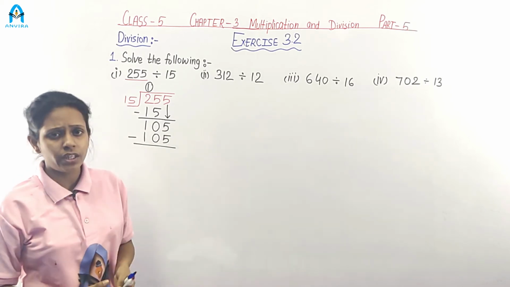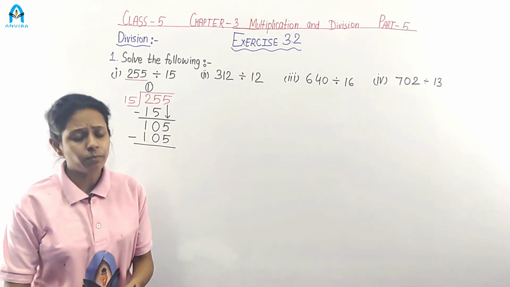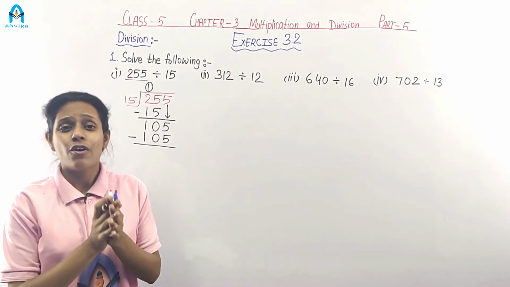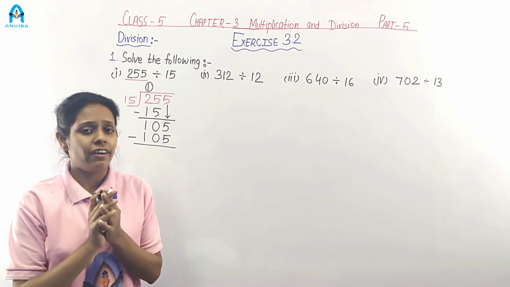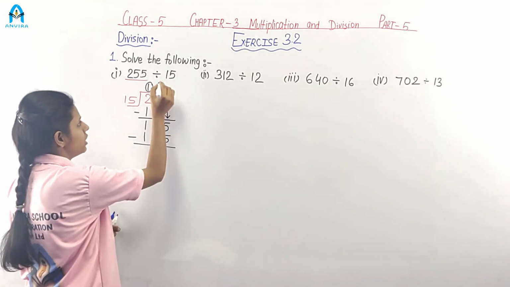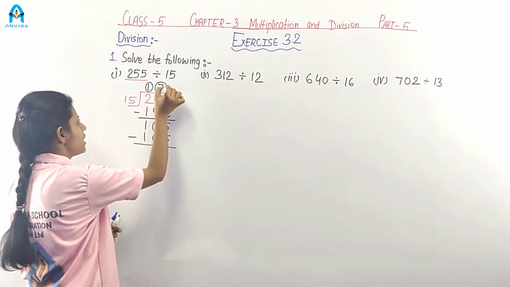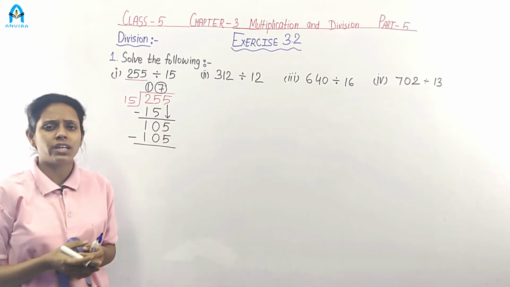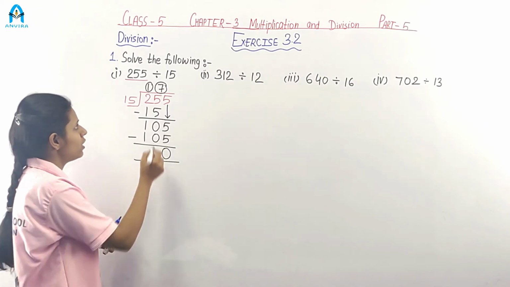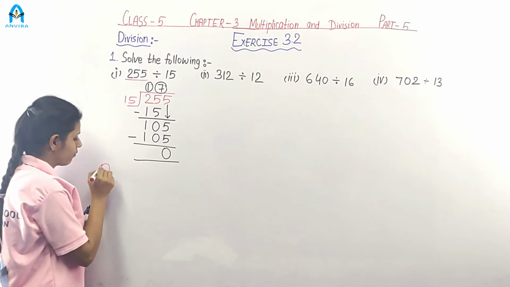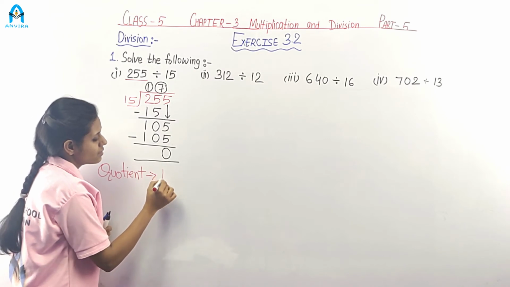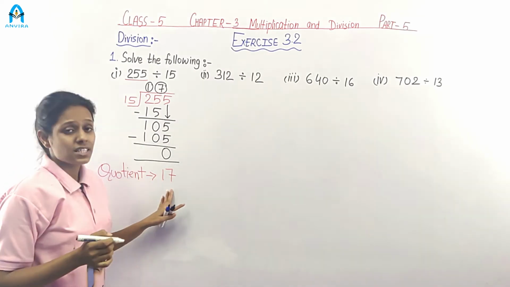How many times? 15 ones are 15, 15 twos are 30, 15 threes are 45, 15 fours are 60, 15 sixes are 90, and 15 sevens are 105. So here 105 comes 7 times. 105 minus 105 is 0. So the quotient is 70. The answer is 70.